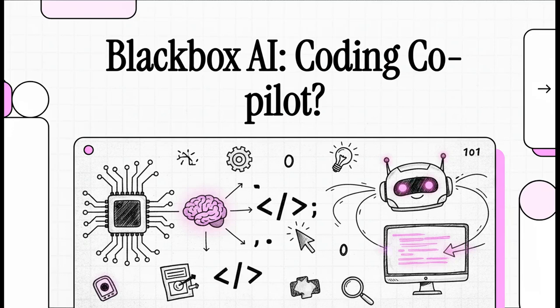Welcome to The Explainer. Today, we are diving into a tool that's making some serious waves in the dev world. It's called Blackbox AI, and it claims it can fundamentally change how you write code. It's got some pretty wild features that, trust me, you're going to want to see.